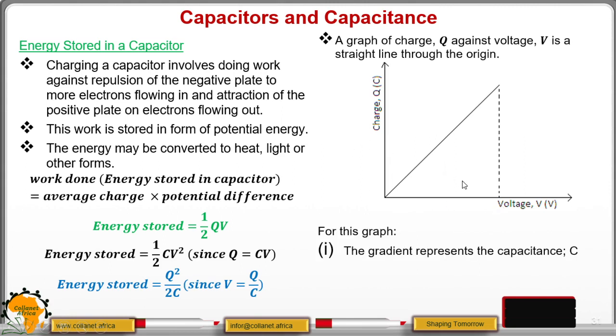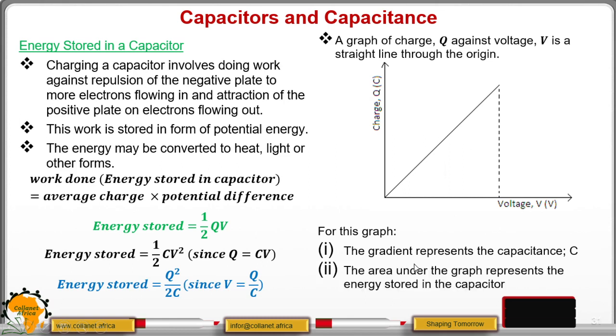From this graph, if you get the gradient, which is change in Q over change in V, you get the capacitance. And the area under the graph represents the energy stored in a capacitor. Because now if you look at this graph, it is a triangle. And for us to get the area, the area of a triangle is a half base times height. That is a half V times Q, which will give us a half QV. So the area under the curve is the energy stored, and the gradient is the capacitance.